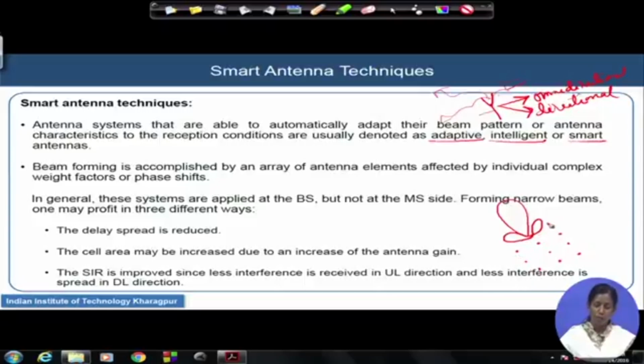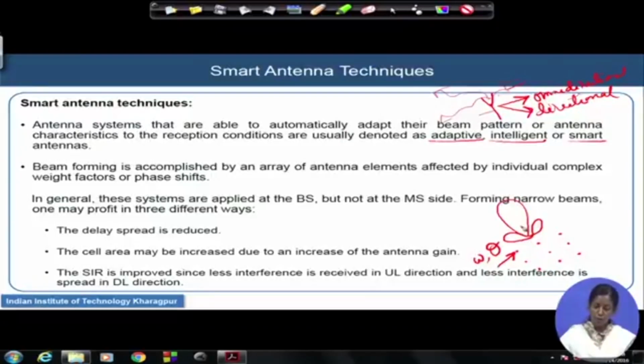For example, the array may be a uniform linear array, or it can be a circular array, or a rectangular array. Each and every element inside this array is fed with different complex weight vectors, and they have some phase shifts. Based on the different weight vectors and phase shifts, jointly these elements form the beam.